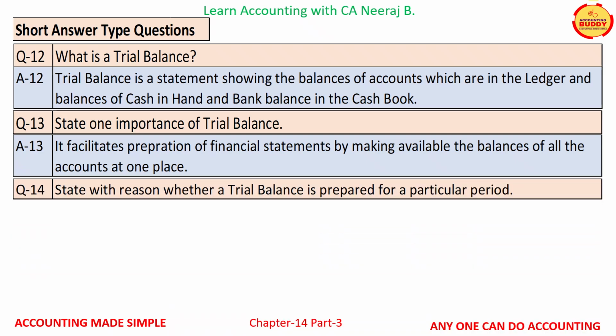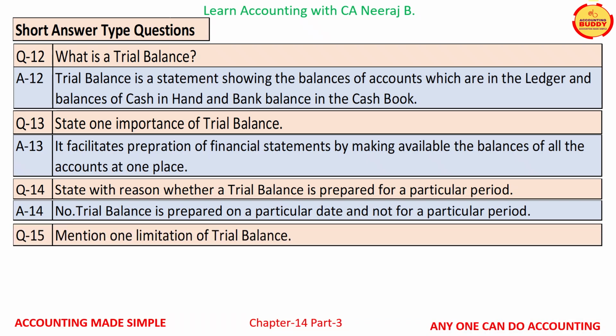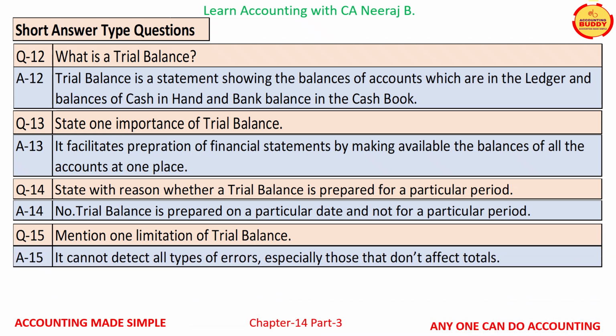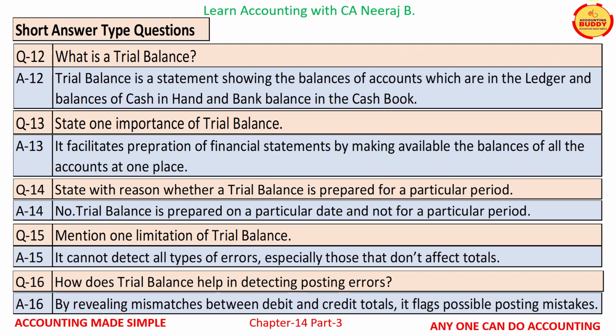Question number 14 is state with reason whether a trial balance is prepared for a particular period. And the answer is no, trial balance is prepared on a particular date and not for a particular period. Question number 15 is mention one limitation of trial balance. And the answer is it cannot detect all types of errors, especially those that don't affect totals. Question number 16 is how does trial balance help in detecting posting errors? And the answer is by revealing mismatches between the debit and the credit totals, it flags possible posting mistakes.